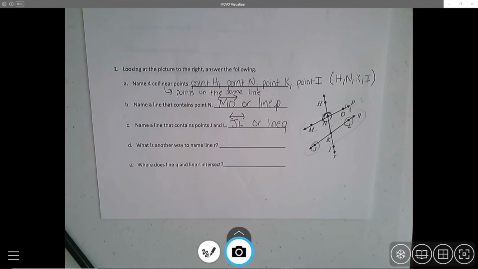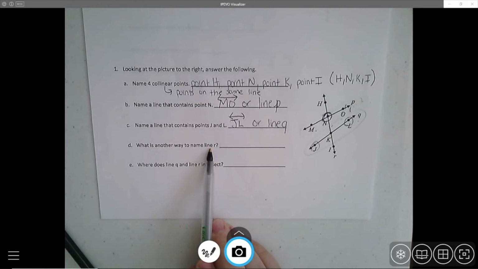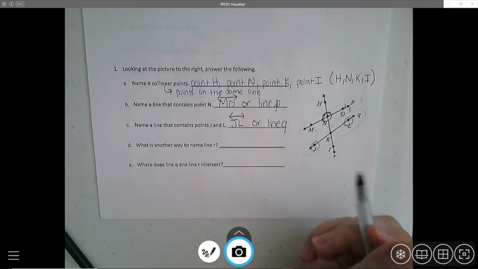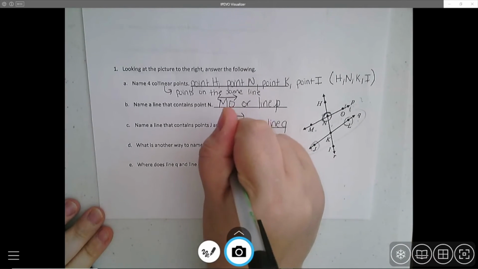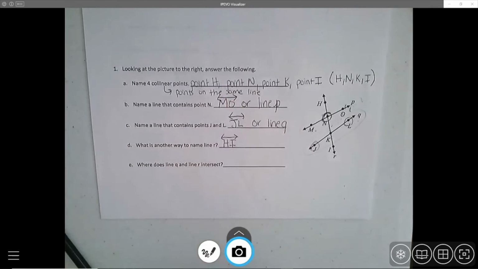Okay, what is another way to name line R that is up and down? This already used the script letter, so you have to use 2 points. You can choose any 2 points on R. There's H, N, K, and I. I'll just do H-I, and then put the symbol of a line above it. Is there more options than all this? Yes, I'm just choosing one. Again, if you have questions on yours, message me.